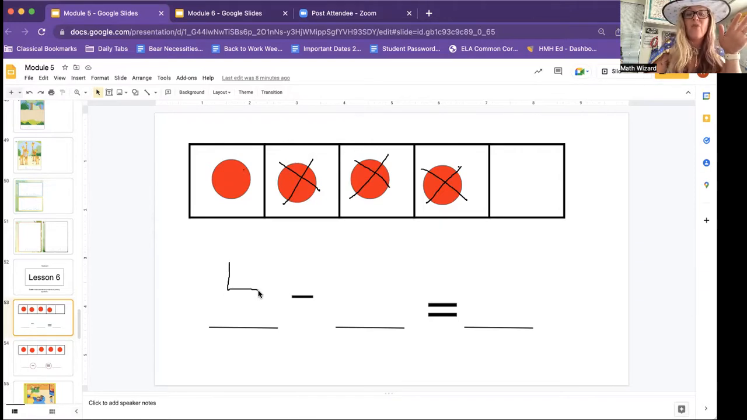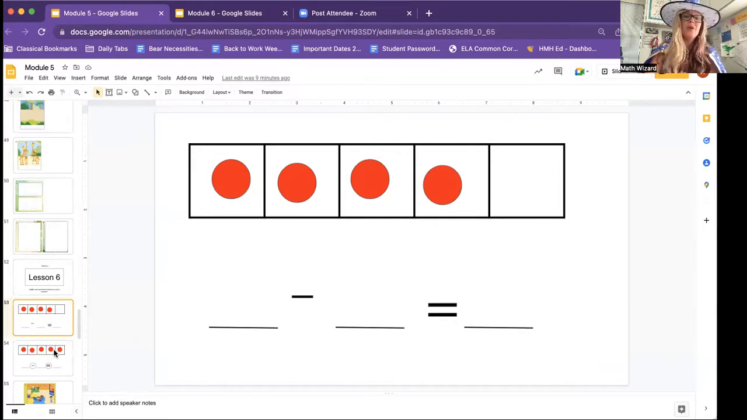I had 4. This is the minus or take away sign, right? Do you remember you go like this and you go take away, like a hook. Turn it into a hook. For take away, 1, 2, 3, and equals or is. 4 take away 3 is 4 minus 3 equals 1. I had 1 left. Okay, very nice.